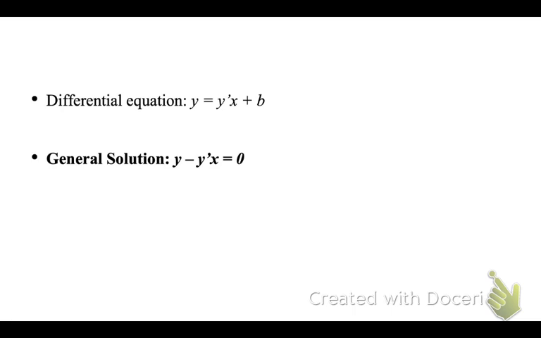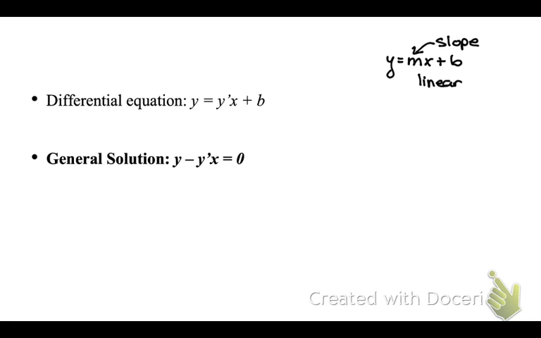So y equals y prime x plus b. Okay, so should be similar to what in your brain? Y equals what? mx plus b. And what is m? Slope. It is slope, but this is linear, yes?